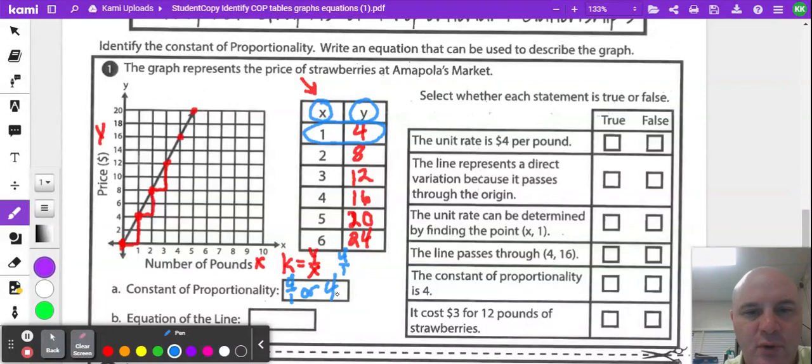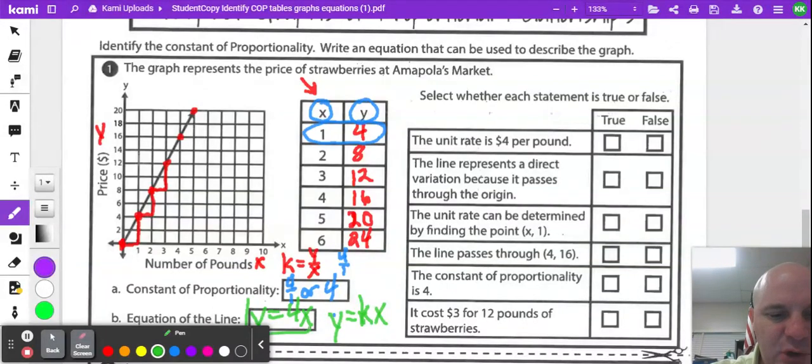Now the equation of the line has to go in the form, I'm going to use green here, Y equals KX. So Y is going to equal the constant of proportionality, which we said was 4, times X. So that is the slope of the line, Y equals 4X.